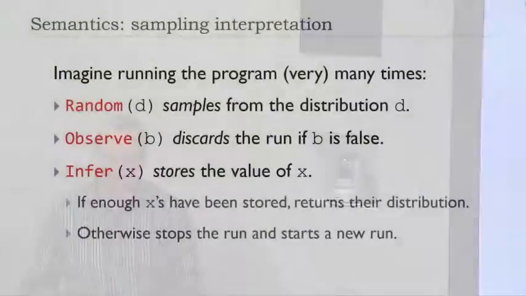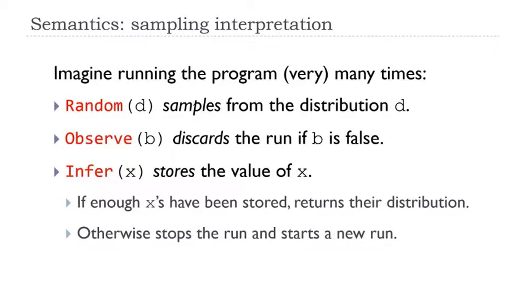Sampling interpretation. So you're confused about what these programs will do. Let's work out a semantics that will tell you what they will do. This is not how we run the program, this is how we define the semantics of the program. So what you do is you run the program an infinite number of times. That's important. You run it a very large number of times, but in some cases it has to be infinite.